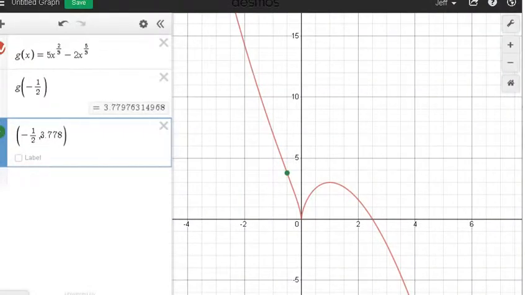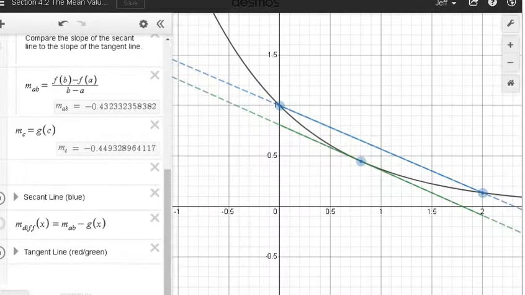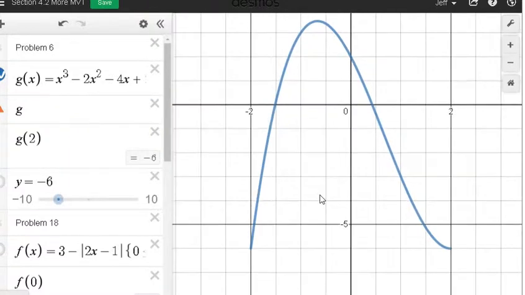So I'm just going to cheat and go over to Desmos. Section 4. Let's see. I sent you out 2 different links for the mean value theorem. This one says more MVT on it. Here's our function, and I just graphed it on the interval from -2 to 2.